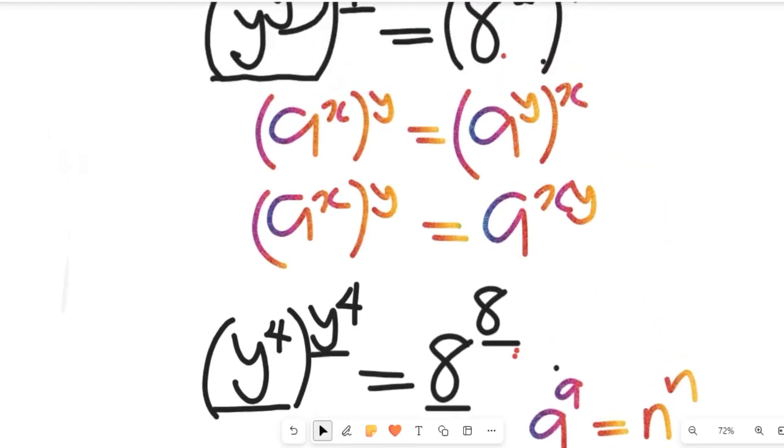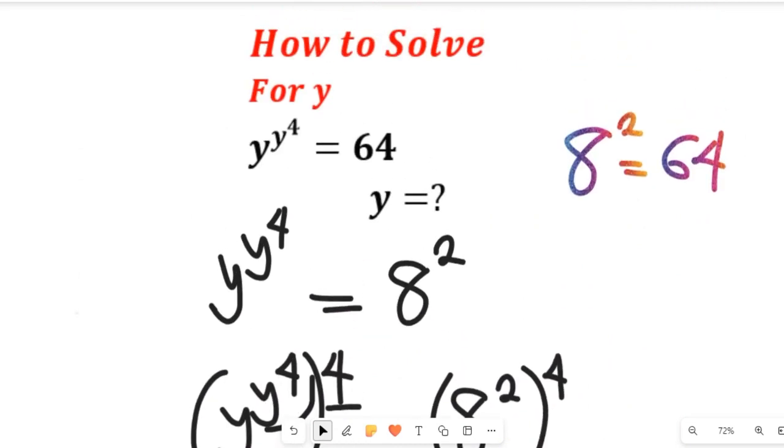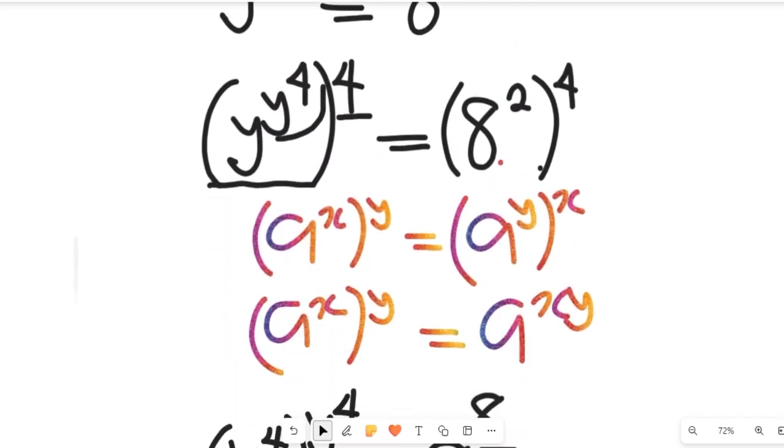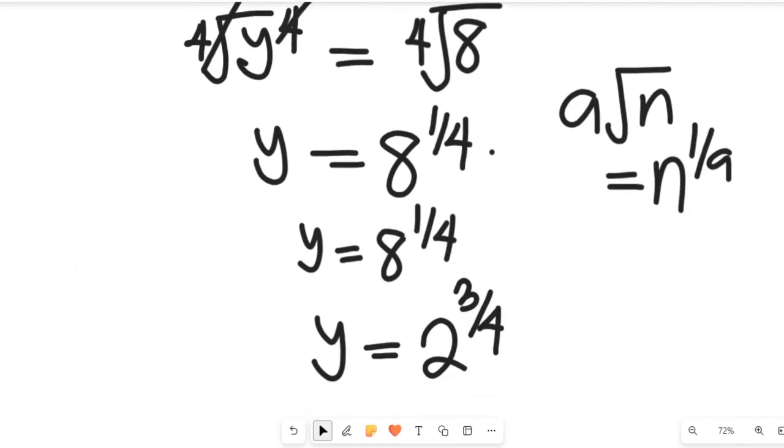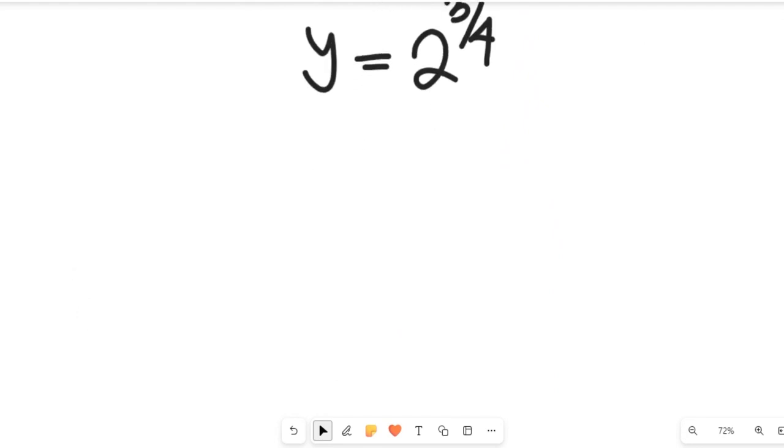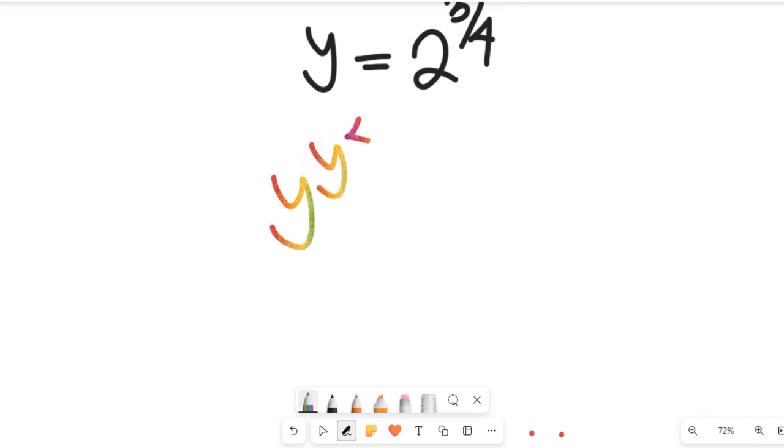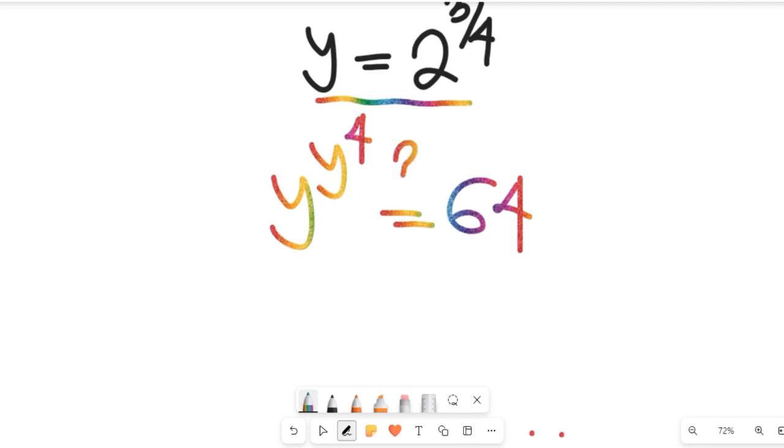Now let's check to see if our solution is absolutely right. Let's look at the original expression given to us: y to the power of y to the power of 4 equal to 64. If we put the value of y equal to 2 to the power of 3 divided by 4, is it going to give us 64?